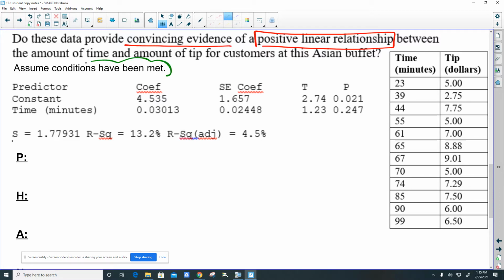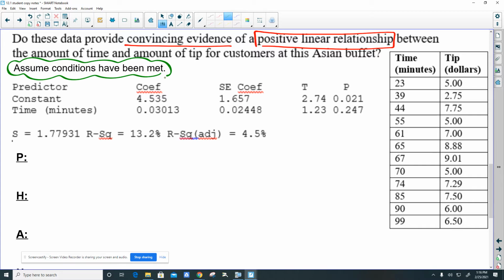Thank goodness, again, we see this a lot. It just says assume that the conditions are met. So when we get to the A in the PHANTOMS process here, that's where we list our assumptions or conditions. We're just going to make a remark that we are assuming that they've been met.